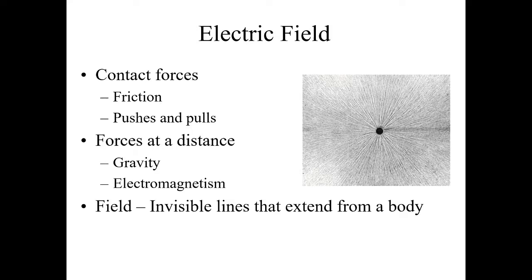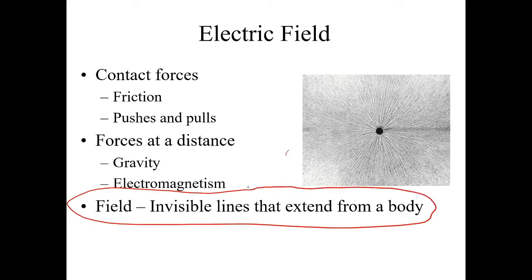Now, that links to the electric field. So the electric field are these invisible lines that extend from a body. We talked a little bit about the contact forces, such as friction or a push or a pull. And those are cases where things have to be in contact. But gravity and electromagnetism, they're forces where they don't have to be in contact. If you jump up off a trampoline or anything, you're going to come back down. Gravity will still pull you while you're in the air. And the same is true for these electric field lines. They extend from a body. And I think we saw that picture before we left from the classes.